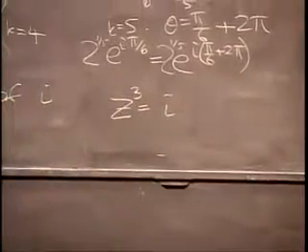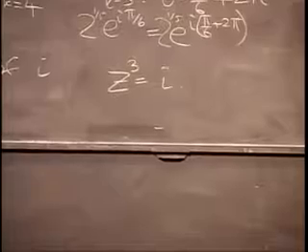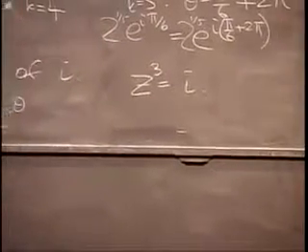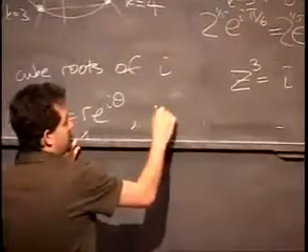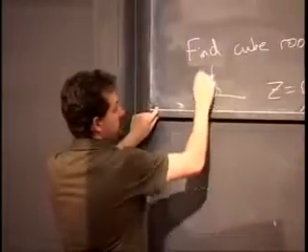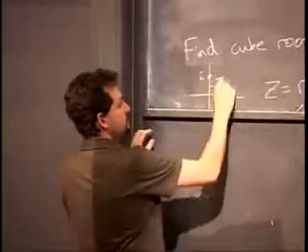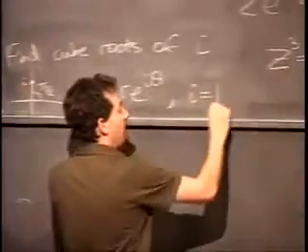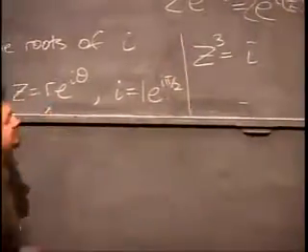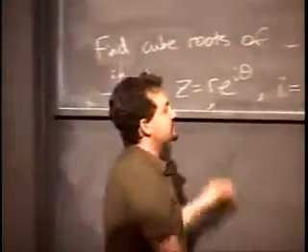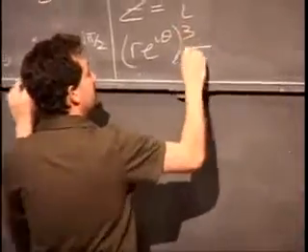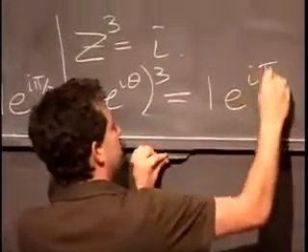Okay, what's the first thing we do? Convert to polar. z is r e to the i theta. We don't know what r and theta are. We have to also convert i. And from what I said before, you just draw a little diagram. Pi over 2 is the angle here. So i is 1 e to the i pi over 2. Don't forget that. So in polar form, this equation becomes r e to the i theta, all cubed, equals 1 e to the i pi over 2.